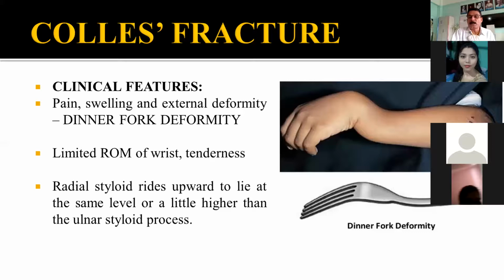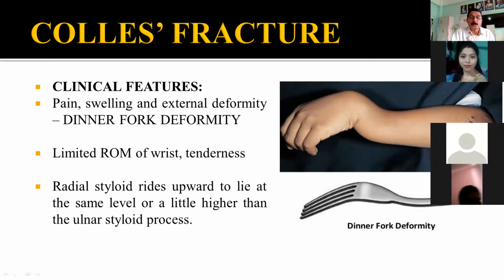commonly seen while the patient is coming to your casualty or OPD after a fall on an outstretched hand, and this looks like a dinner-fork deformity. See, this is the fork, so it looks like that, so that is said to be a dinner-fork deformity. So there may be some MCQ questions sometime in your entrance or anywhere else. Where do you get dinner-fork deformity? In Colles fracture or other fractures, you will say it is Colles fracture. So dinner-fork deformity is commonly seen in case of Colles fracture.